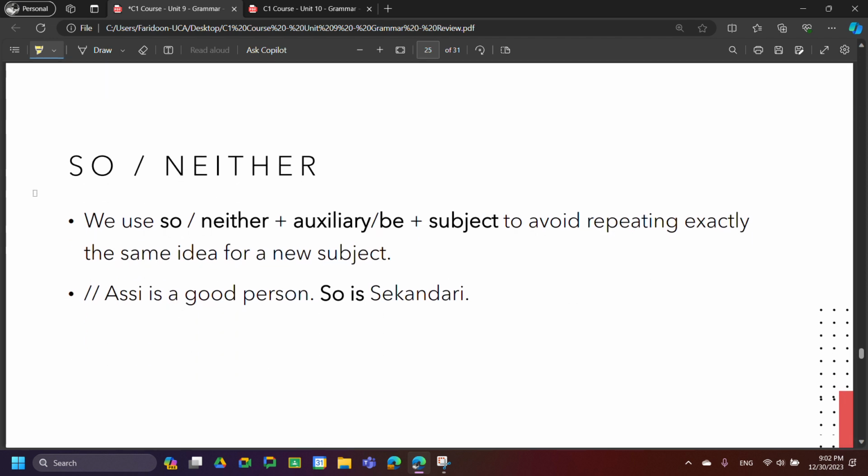Okay, so what about "so" and "neither"? We use "so" and "neither" plus an auxiliary or a be verb plus a subject at the end to avoid repeating exactly the same idea for a new subject. For example, Asi is a good person, so is secondary, or Qudus is a bad human, and so am I. There are many, many more sentences you can make, of course. All of them just mean that you are technically talking about the same idea, but you're not actually repeating that same idea and you're not using a lot of words doing that.